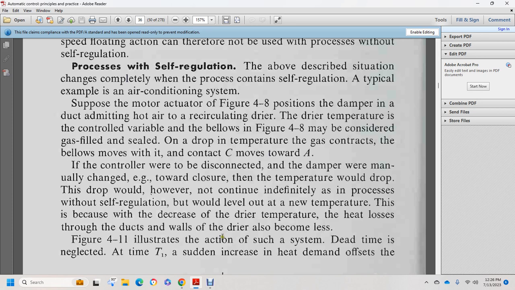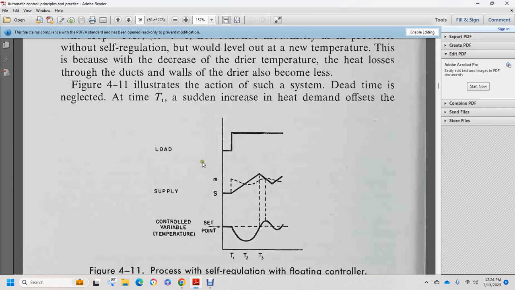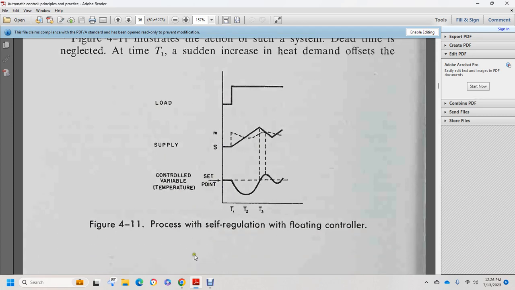Figure 4-11 illustrates the action of such a system, where the dead time is neglected. A sudden increase in heat demand offsets the load supply with the control variable temperature, set point, M and S, and time intervals 1, 2, and 3.